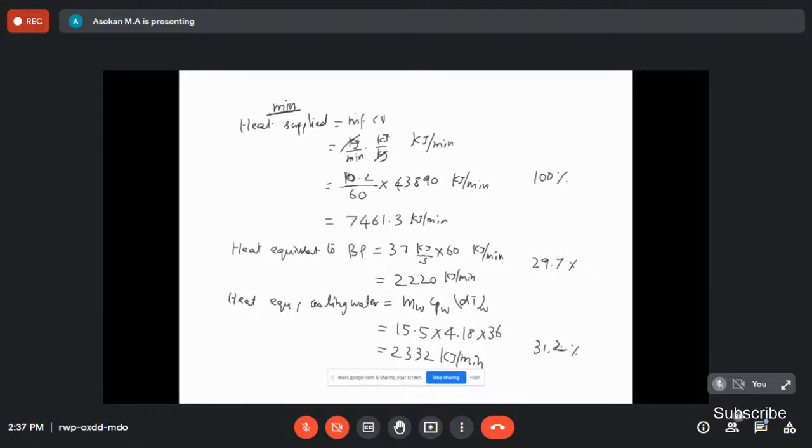Okay. So next, how to find out the heat balance? First you find out what is the total heat supplied.